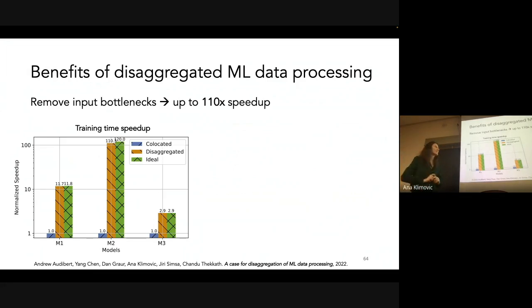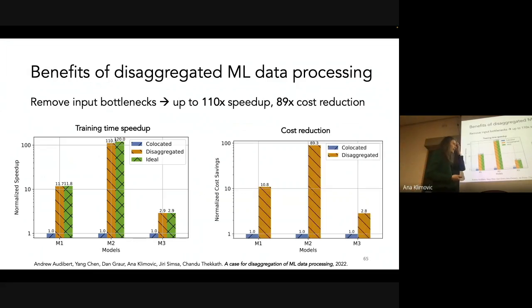But then the question is, we achieved that speed up by using a bunch of extra CPU workers, and some of these jobs require even hundreds of CPU workers. So how much does this really mean at the end of the day for cost? Okay, and the cost figure looks like this, where we have these 3 different models again. The baseline is the cost with co-located, and the cost savings are in orange here for the disaggregated solution.